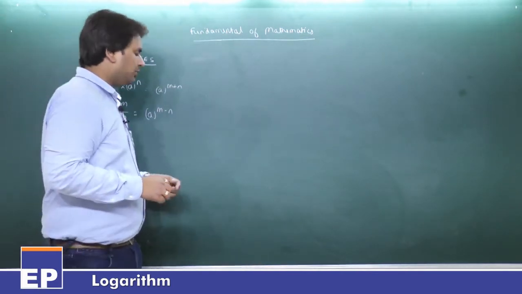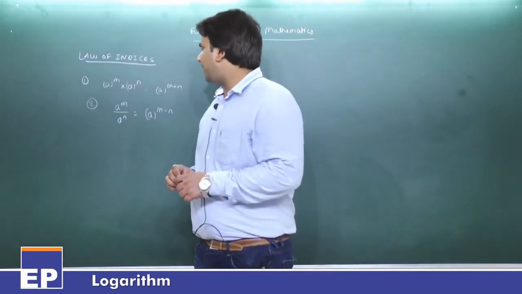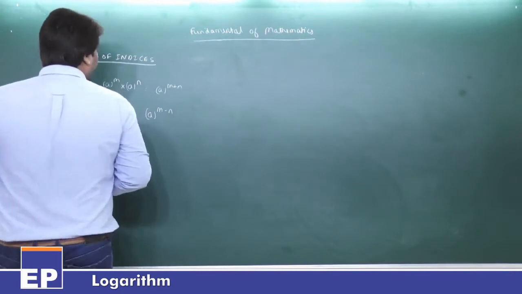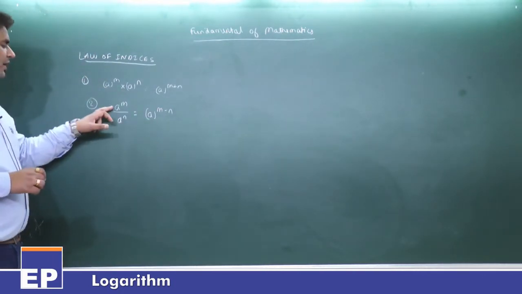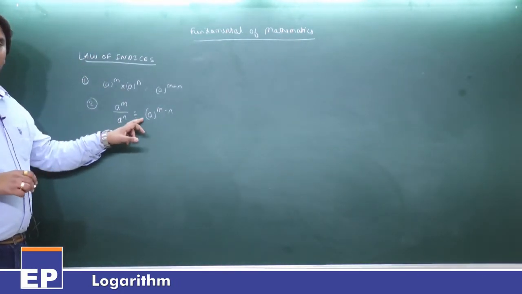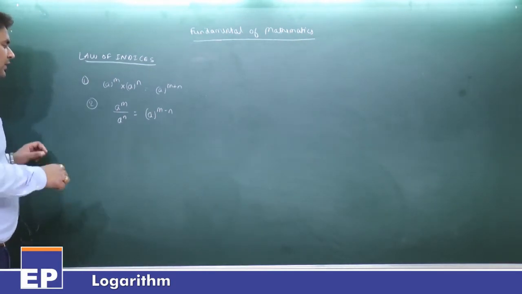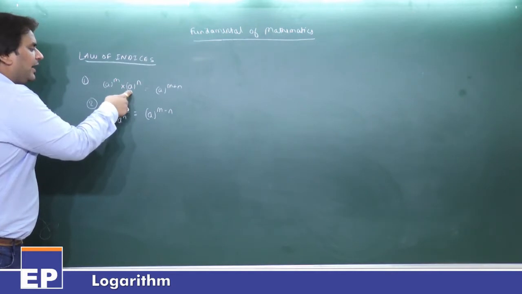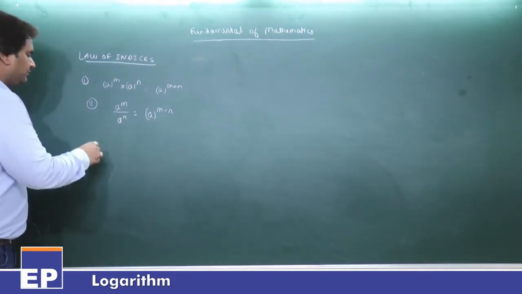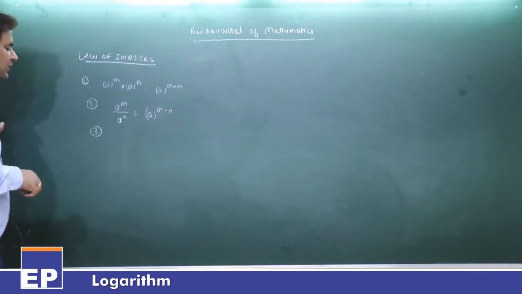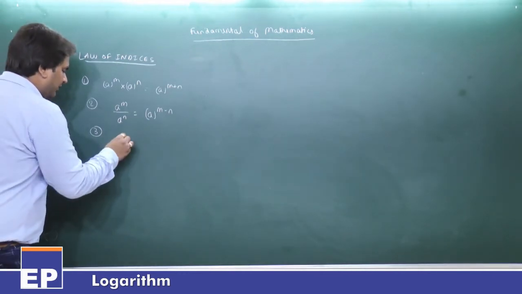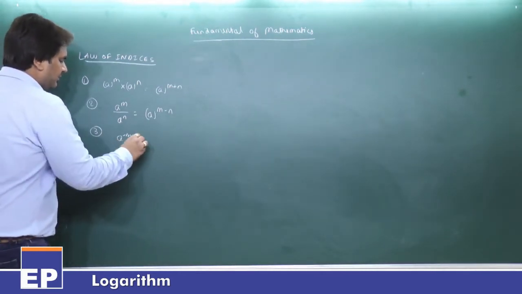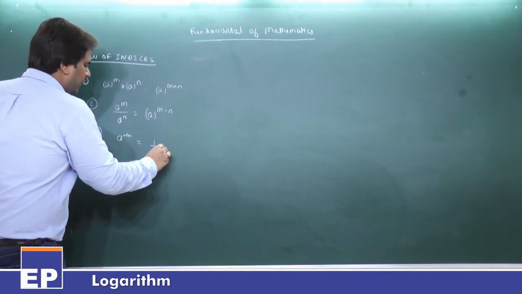Okay, note it down. A to the power m into a to the power n is equal to a to the power m plus n. And a to the power m upon a to the power n will become a to the power m minus n. The powers will be subtracted if they are divided, and if they are multiplied, the powers will be added. Okay, write down the third formula. Third formula is a to the power minus m, which will be equal to 1 upon a to the power m.